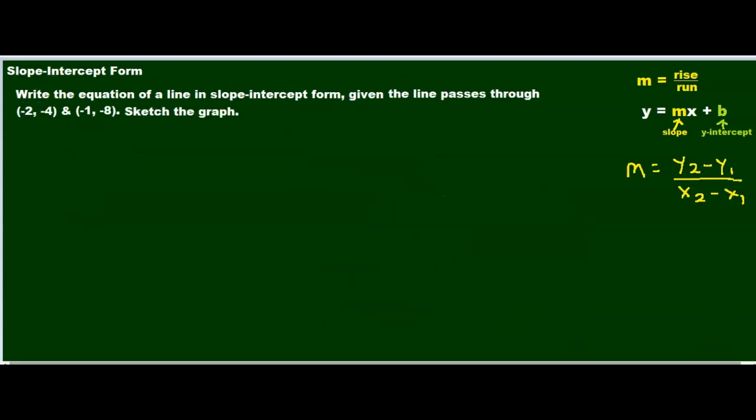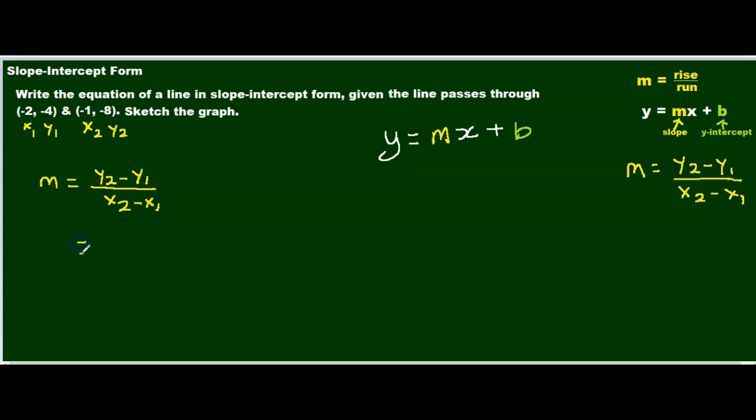So these questions where you are only given 2 coordinates that the line passes through are more involved than the previous example. So again, we always start with our y equals mx plus b. Okay? So let's find out m. m equals y2 minus y1 over x2 minus x1. I'm going to label this x1, y1, x2, y2.